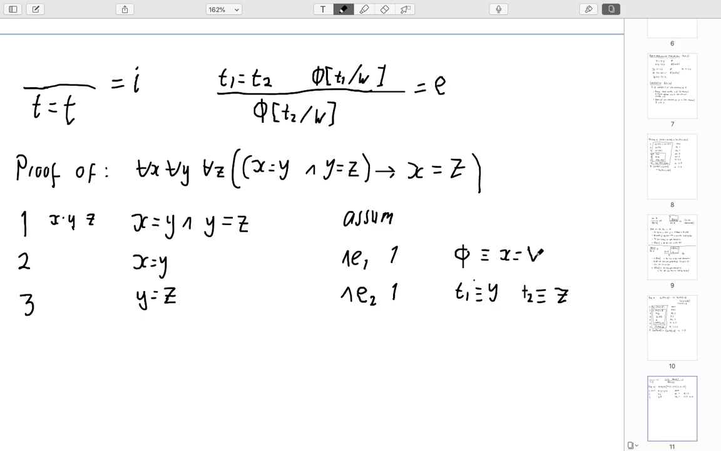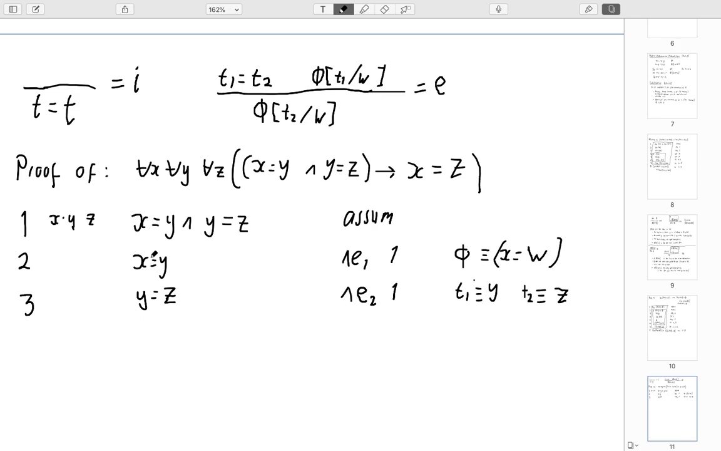When I can get one written, there we go, x equals w. Let's put it in brackets just to say the formula phi is this formula. Rather ugly brackets, but never mind, phi is the formula x equals w. Okay, so t1 equals t2 is y equals z. Phi with t1 substituted for w, that's phi with y substituted for w is x equals y.